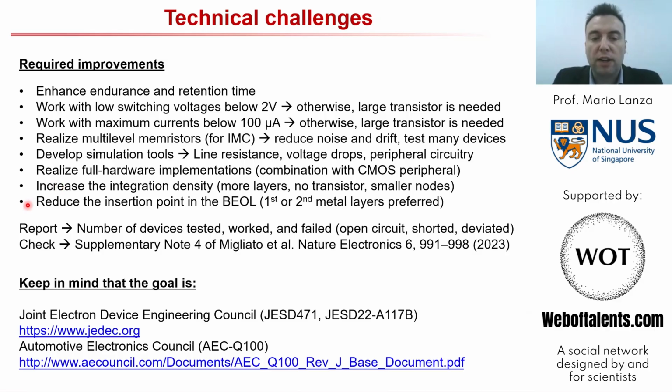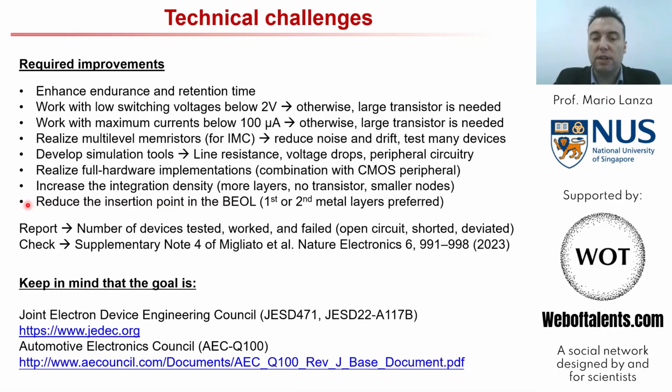And finally, reduce the insertion point of the memristor in the back end of line of the microchip. In one of the examples that I showed you, they integrated the memristor in the fourth metallization layer, but it would be ideal that it is closer to the transistor.